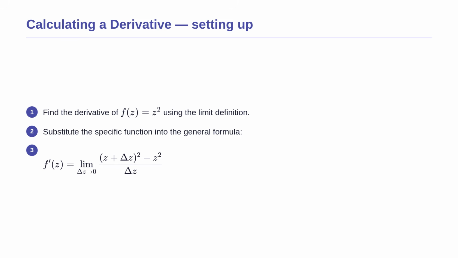We start by plugging our specific function rule, which is to square the input, into the general derivative formula. We replace the generic input with z plus delta z squared and subtract the original function z squared. This setup is the universal starting point.